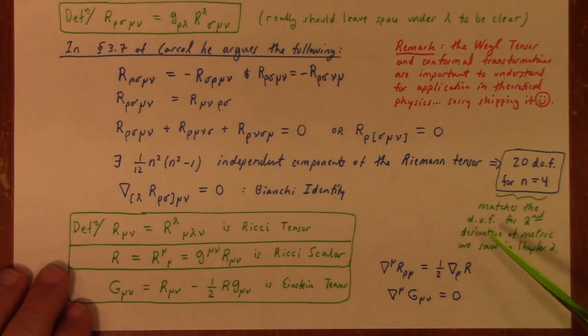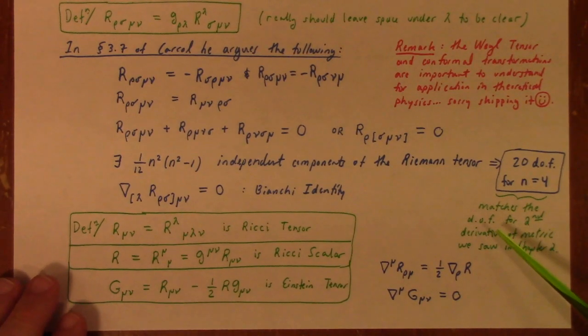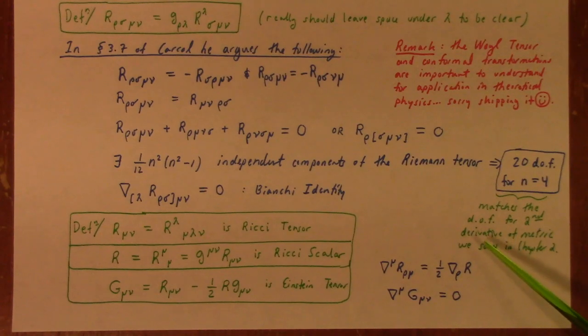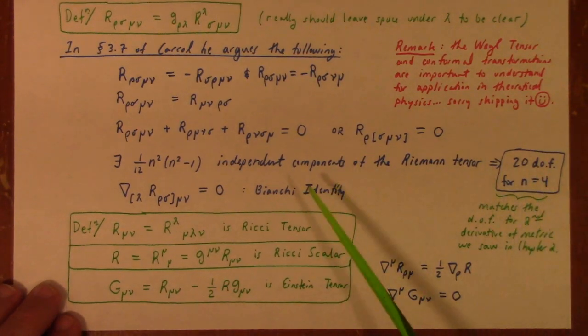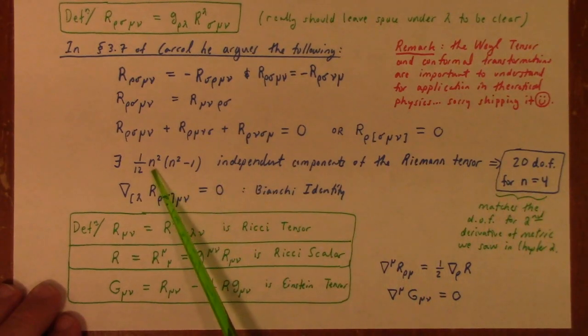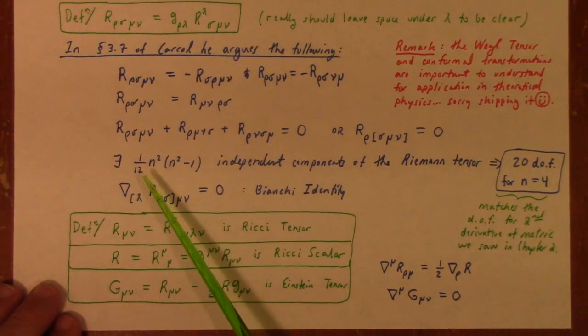Remember, we could choose coordinates, if I remember right, to make the first derivatives of the metric 0, but we couldn't force the second derivatives to all be 0 at a point. And it seems like the obstruction to doing that is exactly the degrees of freedom captured by this curvature tensor. I meant to work this out: what happens when you put n equals 2 into this? What are the degrees of freedom for the Riemann tensor in dimension 2?